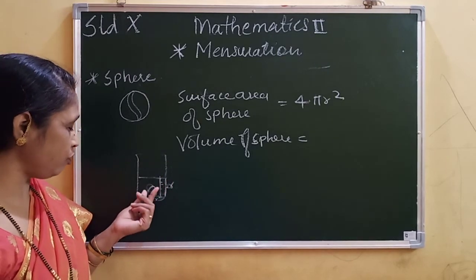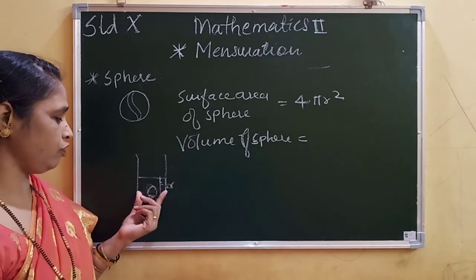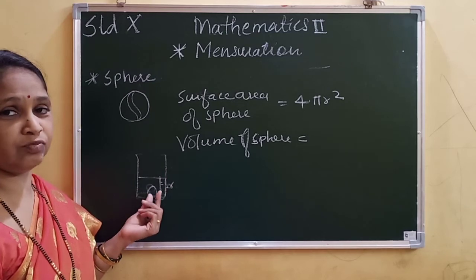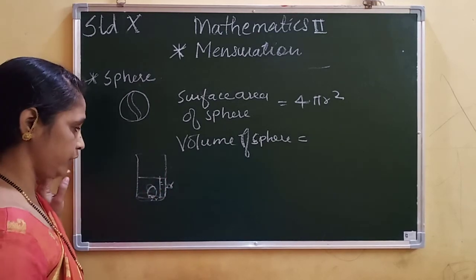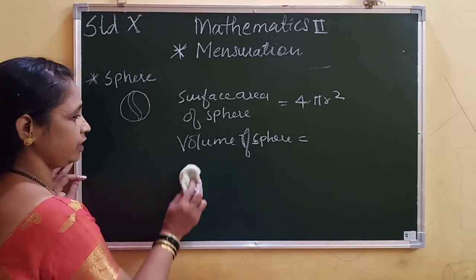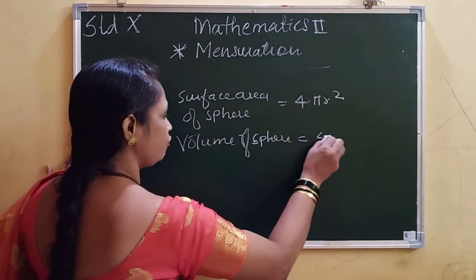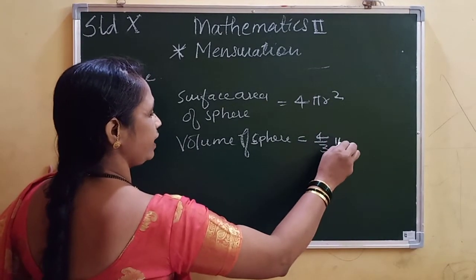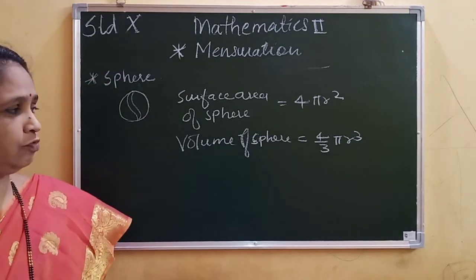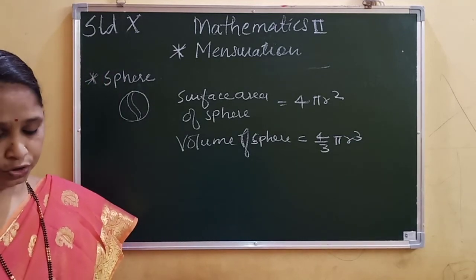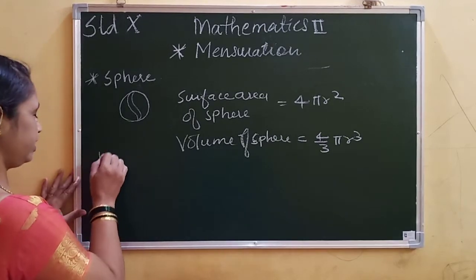Okay, so volume of sphere, how you will get? Volume minus volume of cylinder, you will get the volume of the ball. This activity is given in the textbook, you can go through this activity. Now volume of sphere you can derive from that, that is 4/3 pi r cube. Okay, volume of sphere is 4/3 pi r cube. Now next we have to study the hemisphere.